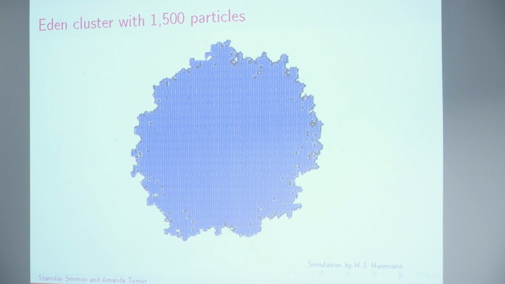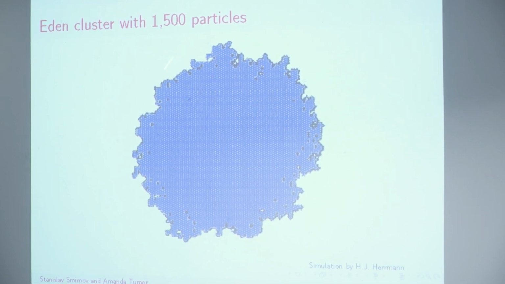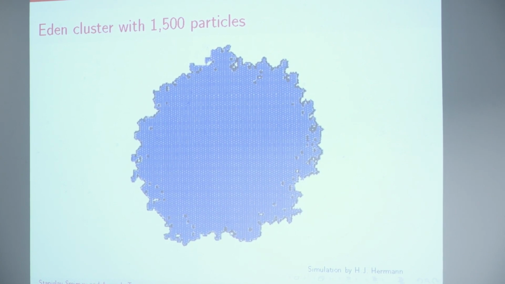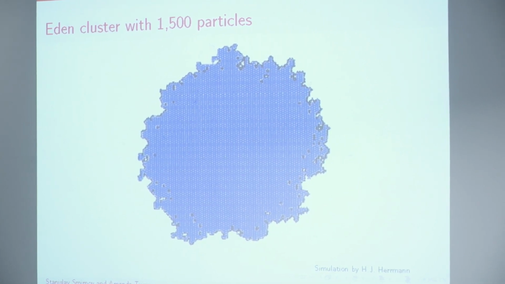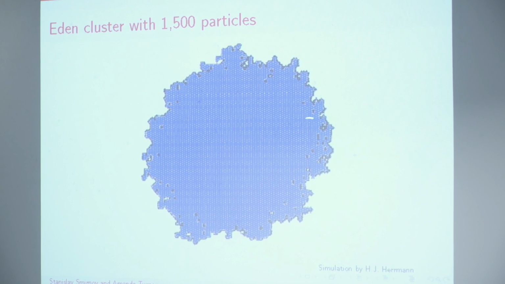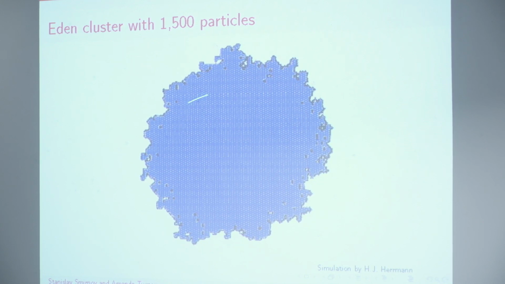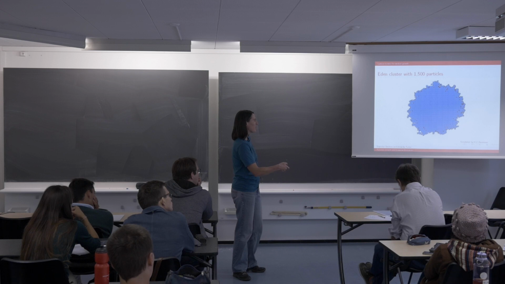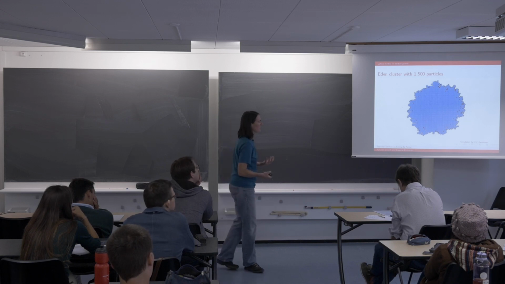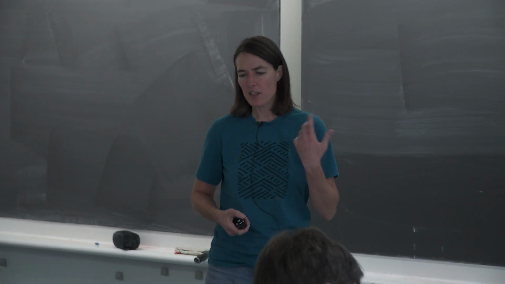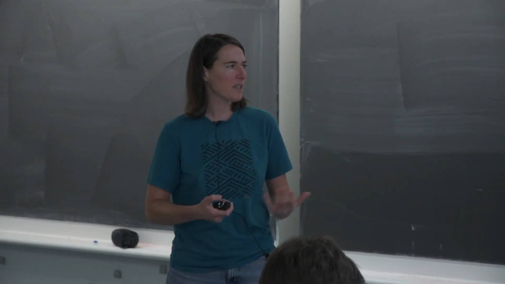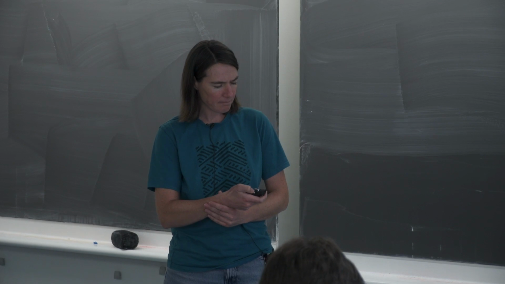So this is a simulation of this Eden model with 1,500 particles, and as you can see, it's not a bad representation of reality. This isn't bad as a representation of these lichens or these mold clusters that I showed you. It's got the same kind of features. It's roughly round, but it's got these fluctuations along the edge. So we have a mathematical model, and then the idea is to try and study the properties of this model.